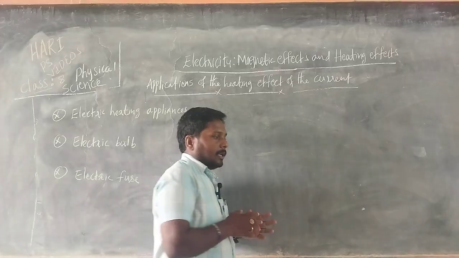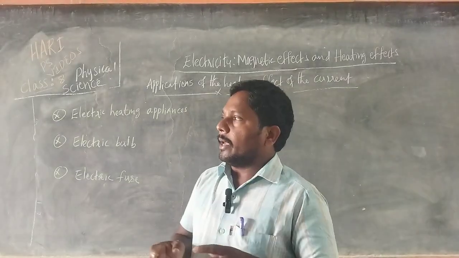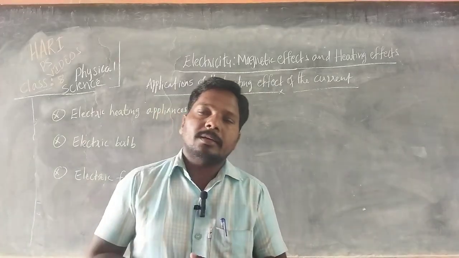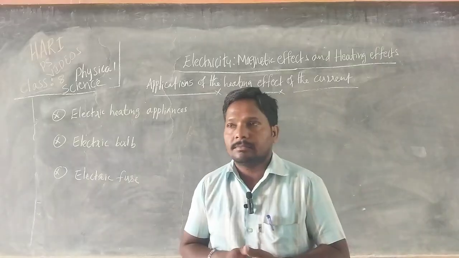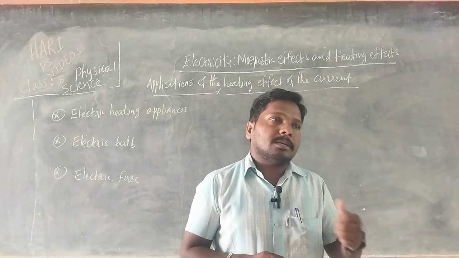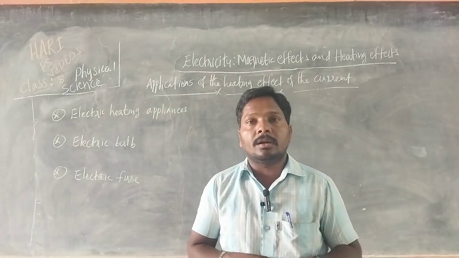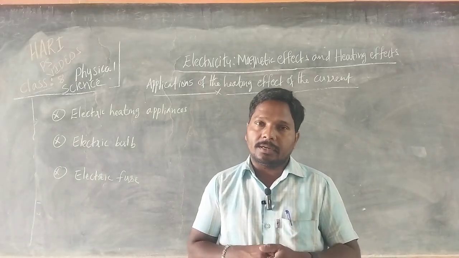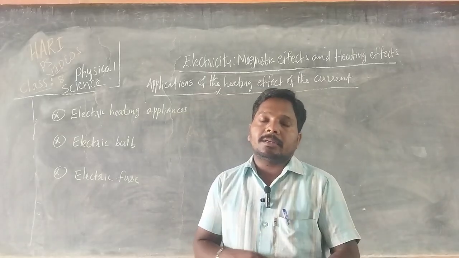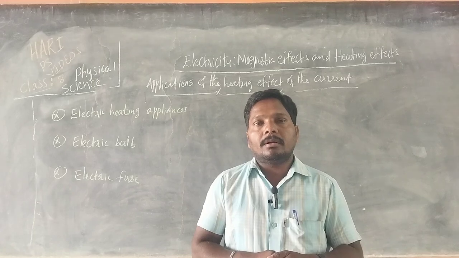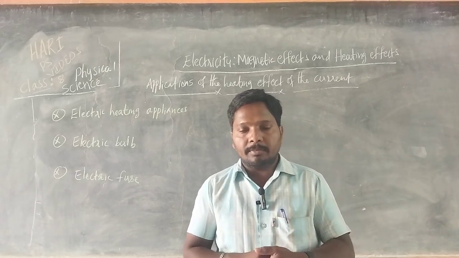Similarly, when electric current is passed through a high resistant wire, it becomes red hot and produces heat. Such effect is called heating effect of electric current. And also we discussed what is the resistance. Depending upon the resistance of a metallic wire, the heating effect depends.